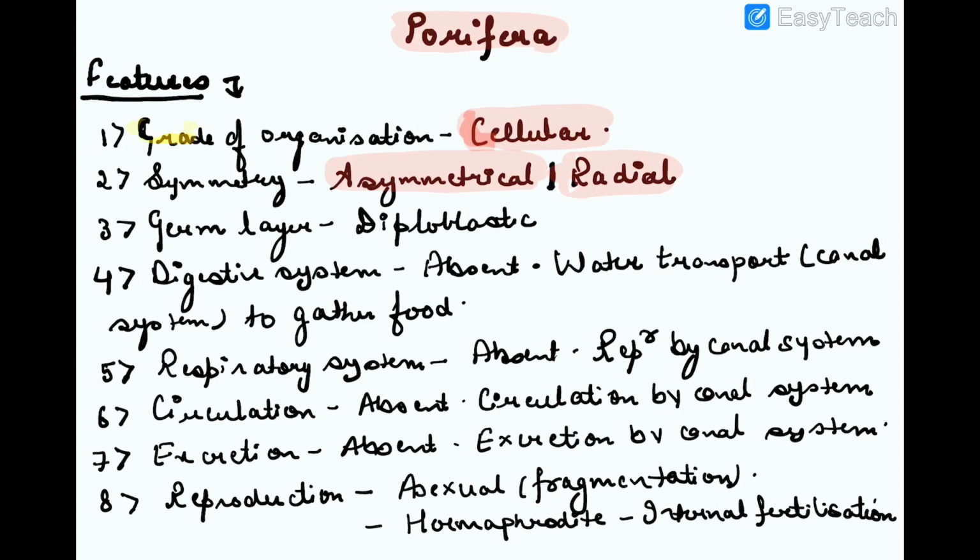Germ layers. They are diploblastic. It means they develop from two germ layers that are ectoderm and endoderm. And between the ectoderm and endoderm is present mesoglea.